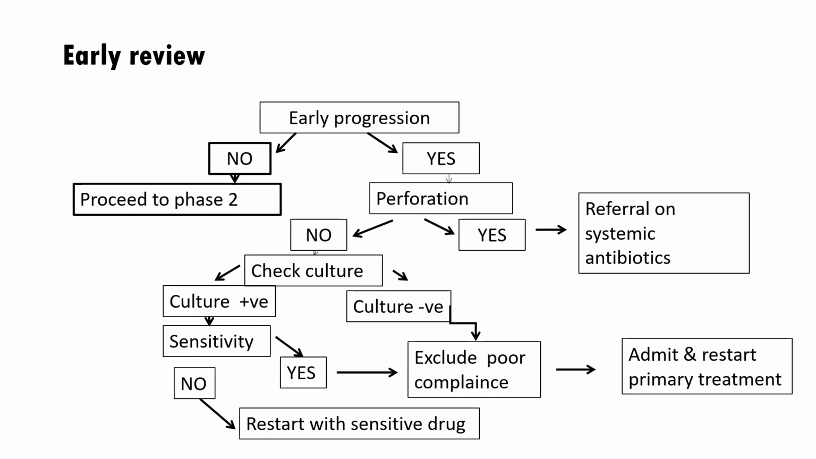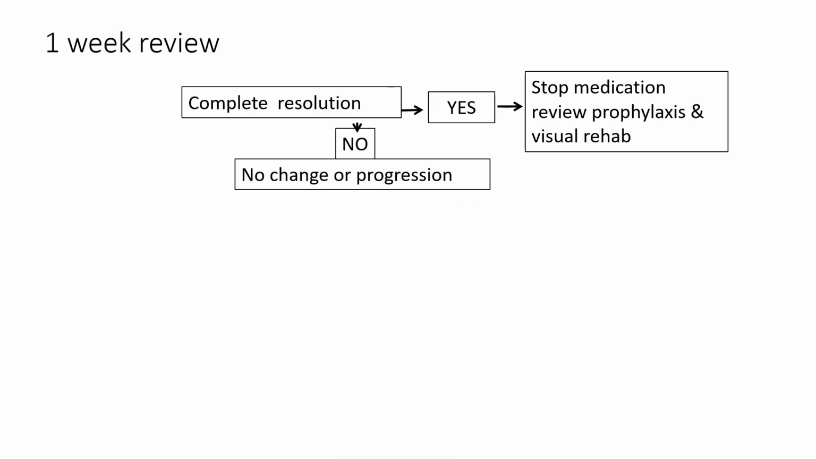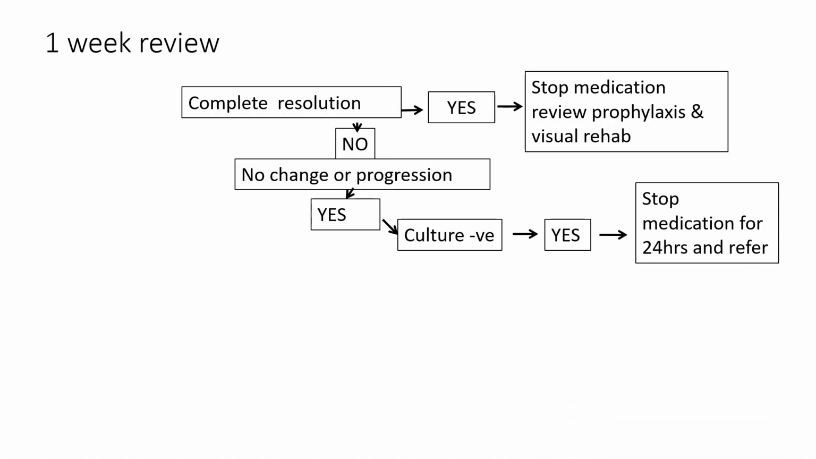Suppose the patient is culture negative and you have excluded poor compliance, you can admit and restart the primary treatment, and you can also send him for rescraping. At 1 week review, if there is a complete resolution, just stop the medication and keep the patient on follow-up. And if there is no change or progression, just make sure to recheck the culture. If it is still culture negative, then you can stop the medications for 24 hours, which will act as a drug holiday, and you can do a repeat scraping and start the treatment de novo.